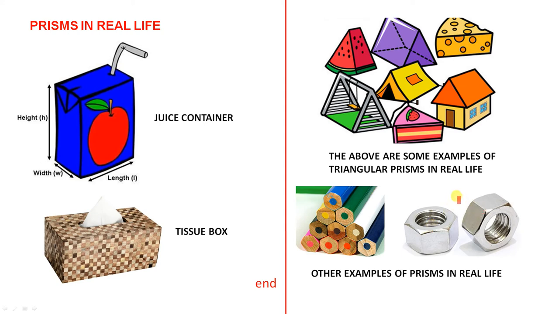See these here, these nuts? A lot of the nuts have 6 sides to them. So they approximate straight sides, like that. So the top and the bottom of each of these nuts are the same. So they approximate the shape of hexagonal prisms.